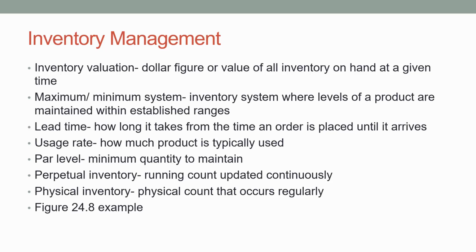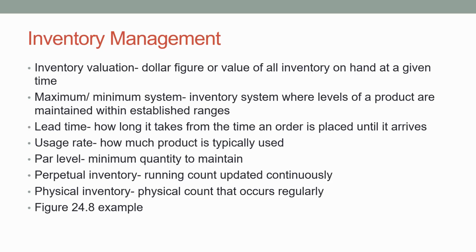Another way to do this is the PAR level, and that's a minimum quantity to maintain in an inventory. That PAR level concept is set for each inventory item. After each count, you can figure out, okay, we want to keep 15 of this item on hand. We just did an inventory. We only have 12, so we need to order more to get it up to that 15 level that we want to keep.